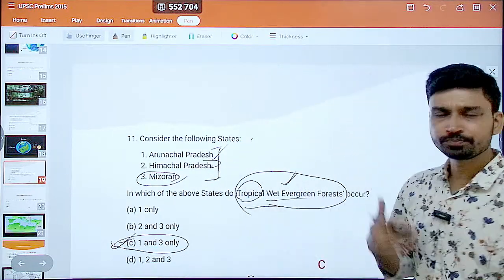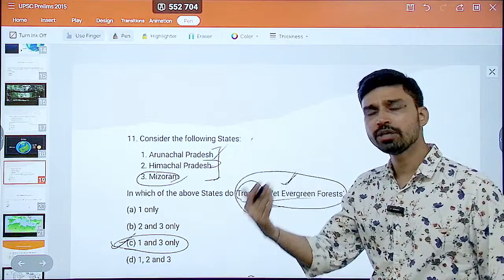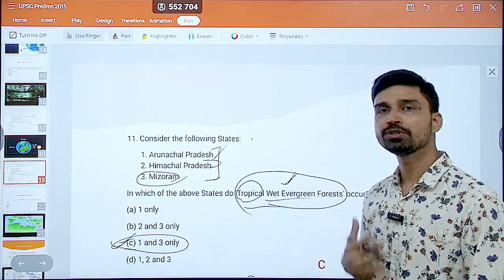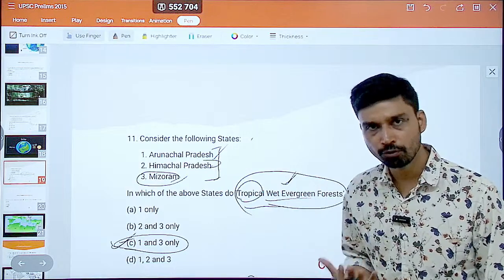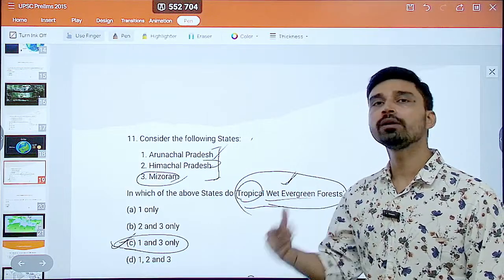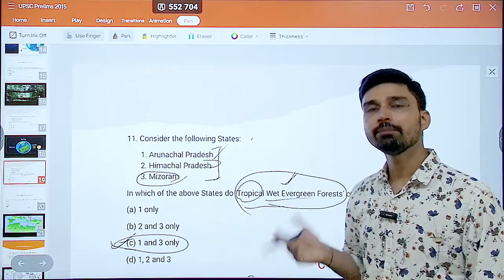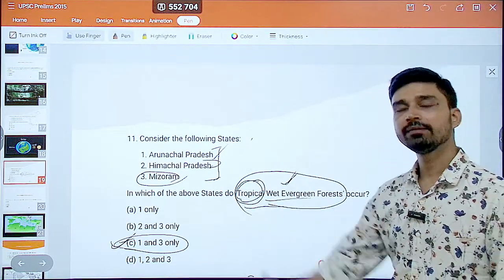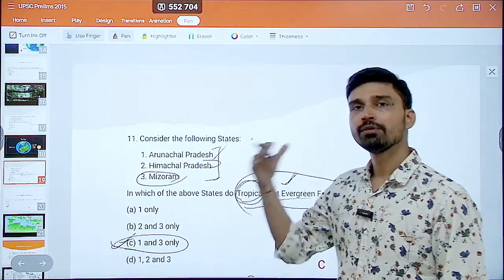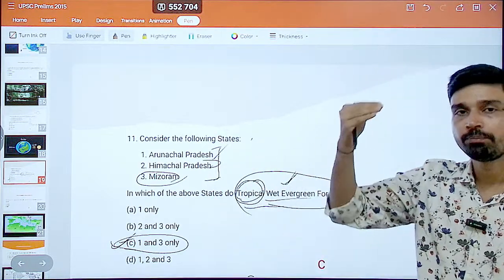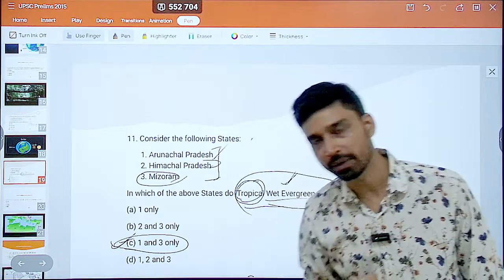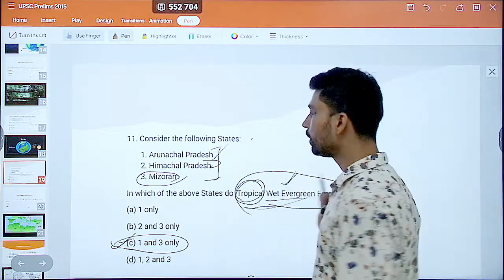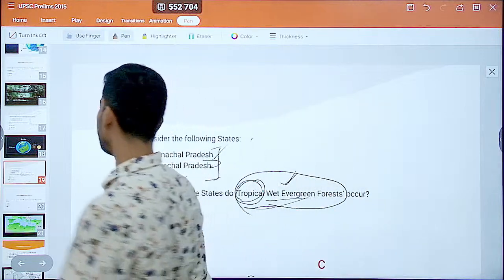Himachal Pradesh is a Himalayan state, and in Himachal Pradesh you will find forests which are temperate in nature, coniferous kind of forest. Not only that, you can find mountain wet temperate and mountain dry temperate forest here, because a tropical kind of climate you cannot find in Himalayan states such as Himachal Pradesh. For a tropical kind of climate, the place needs to be closer to the tropics, and both Arunachal Pradesh and Mizoram are close to the tropics. That is how we can come to the conclusion for that particular question.